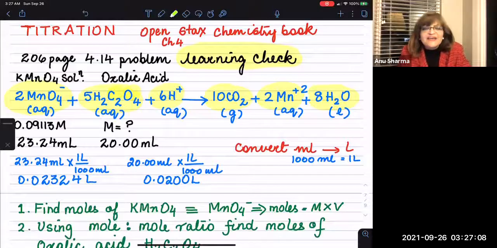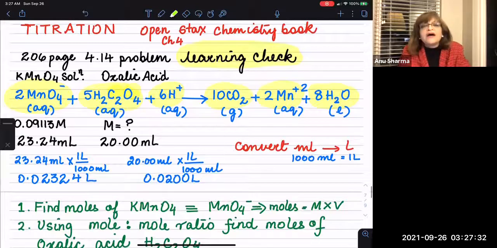Hi guys. Okay, let's look at this problem that relates to titration. Now, I'm not going to go into the detail of the process of titration. I have explained that in one of my previous videos, so please refer to that. However, we are going to learn to solve the problem, the computation that is involved in this titration experiment, where we are trying to determine the molarity of oxalic acid.